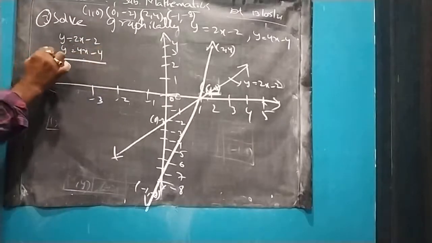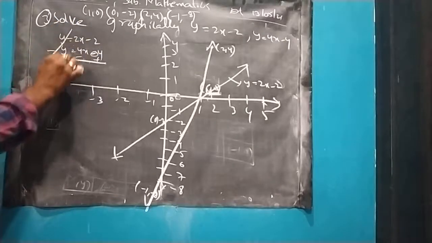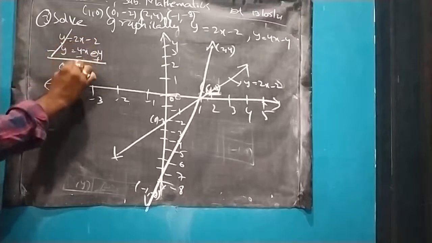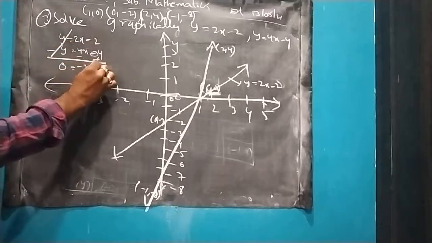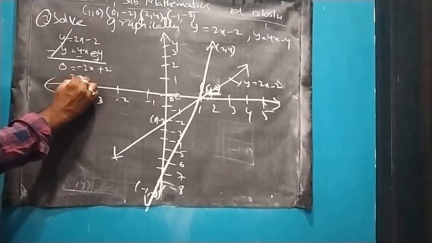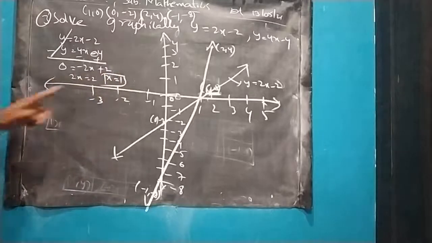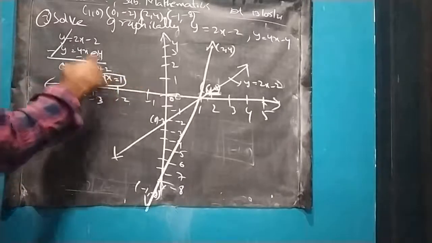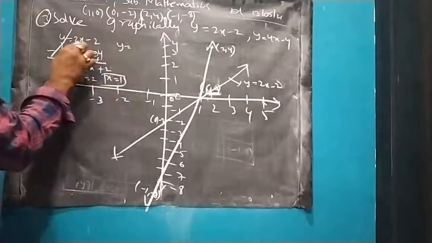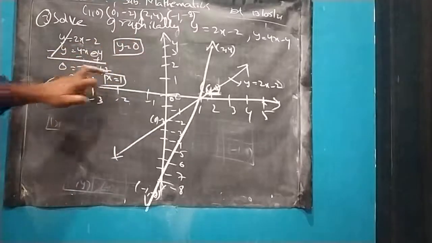We'll change the signs here. Minus, minus, here it will become plus. The y's cancel. 0 is equal to minus 2x plus 2. If I transpose this side, it becomes 2x is equal to 2, where x is 1. The x value I got is 1. If I put x value 1 in, y is equal to 2 into 1, 2 minus 2, 0. So I am getting the point as (1, 0).